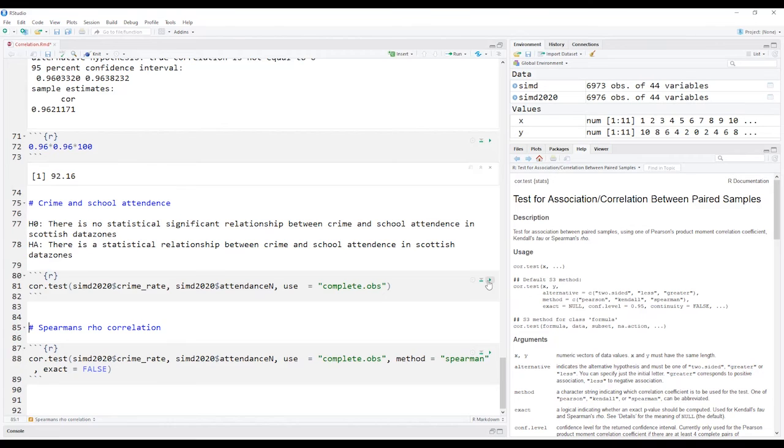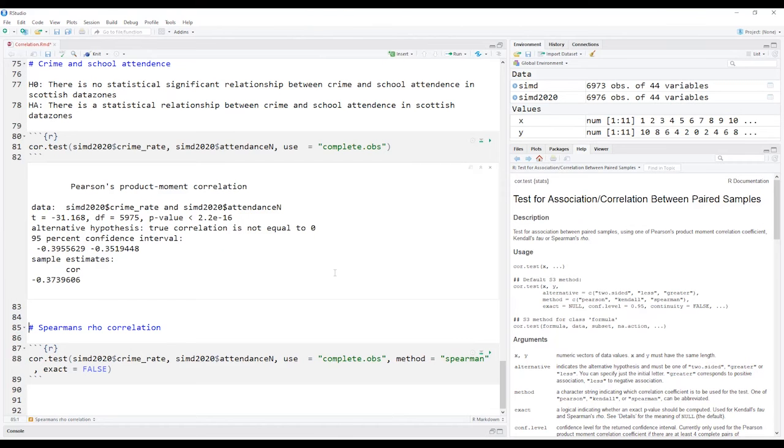Let's do one more example. Let's analyse whether we have a statistical relationship between the crime rate in Scottish data zones and the rate of school children who attend school 90% or more of the time. Okay, our p-value is under 0.05, so we can reject that null hypothesis. Our correlation is minus 0.37, so we can therefore infer that we have a negative moderate relationship between crime rate and school attendance in Scottish data zones. We can further add that as crime rates increase, we can expect school attendance to decrease.